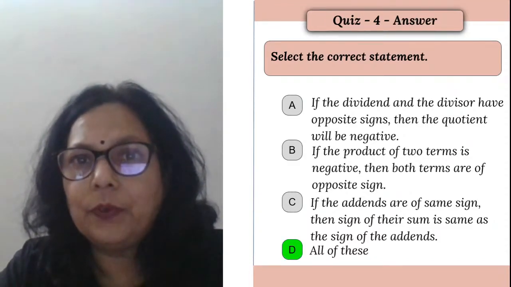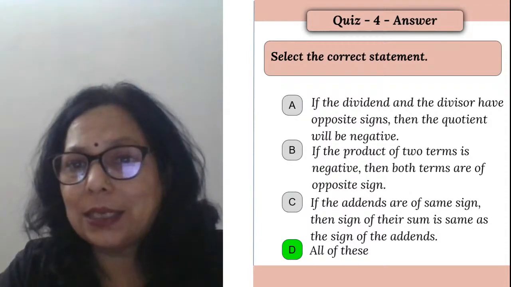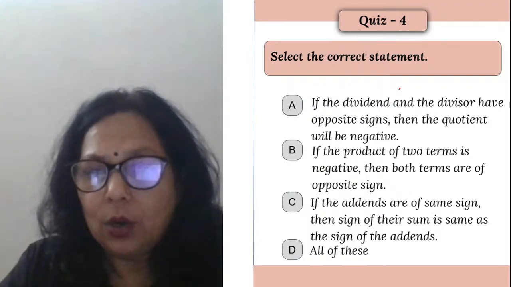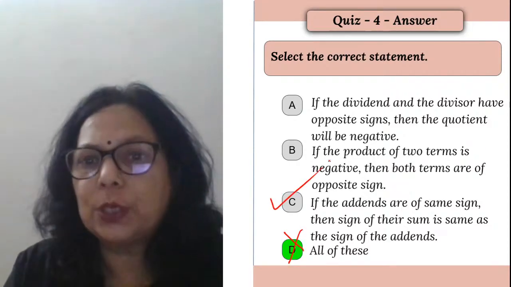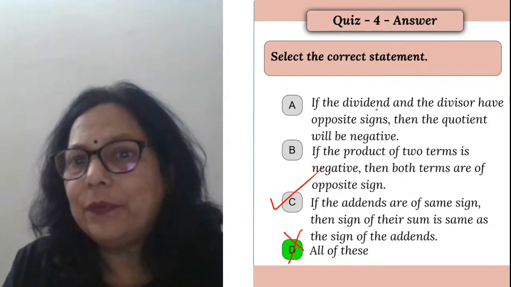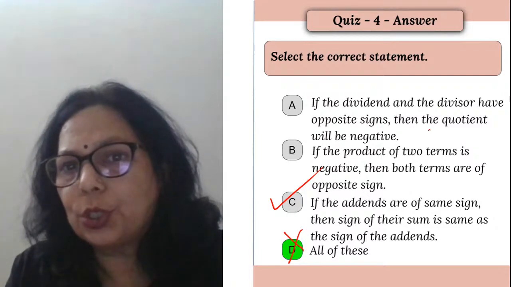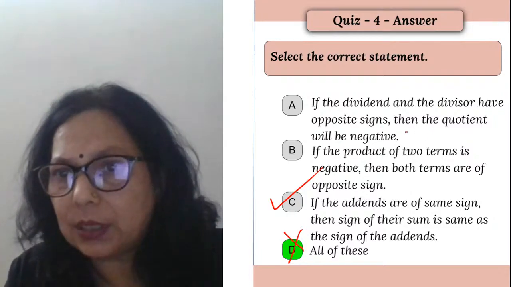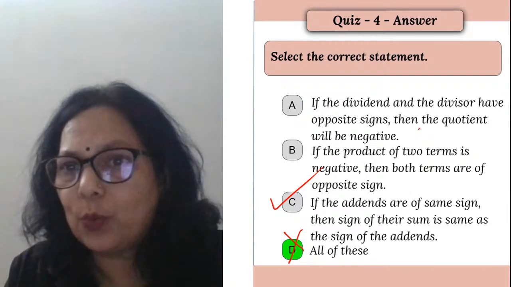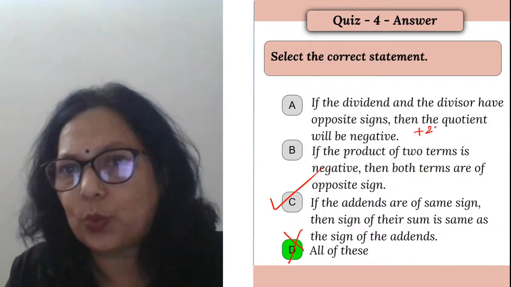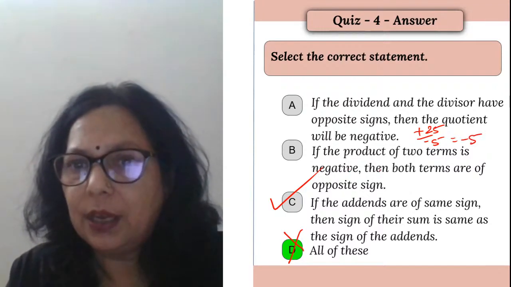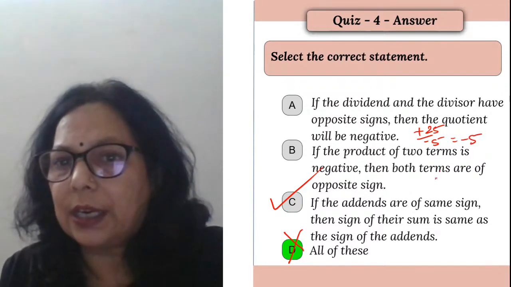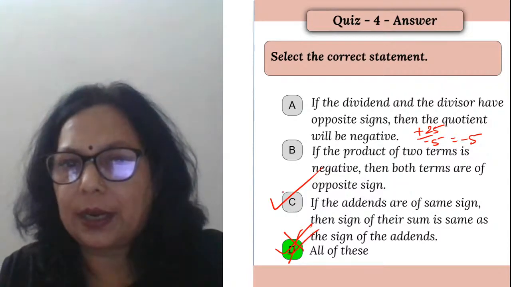Select the correct statement. This answer is wrong. Only C is correct. This is by mistake, a typist error. Option C is correct. If the dividend and divisor have opposite signs, the quotient will be negative. Sorry, wait, this is right. One is positive, one is negative, right? It is plus 25 and minus 5. The answer will be minus 5. It is right.